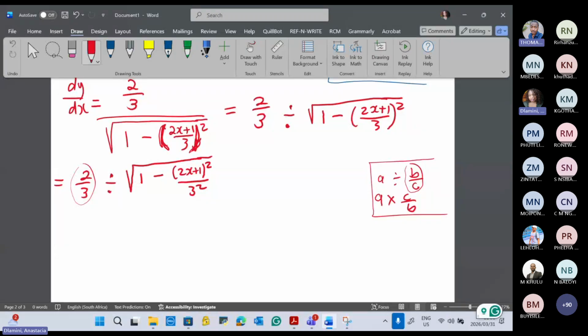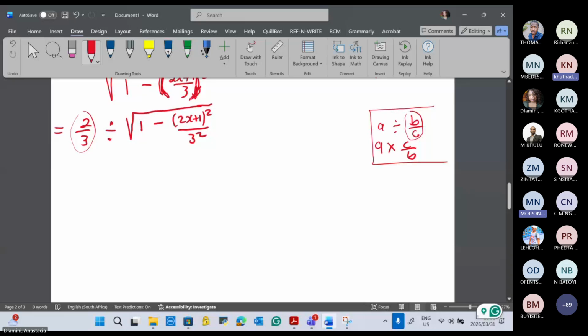Do you see that? So basically your 3 would be in front of your square root if you multiply. In this case, I don't want us to change the square root yet. Let's deal with whatever is inside the square root first, so that it becomes simple. We're just going to simplify the inside bracket first. Expand the bracket. We're going to have 1 minus (2x plus 1) squared over 9.